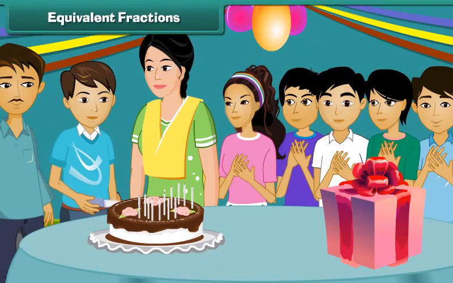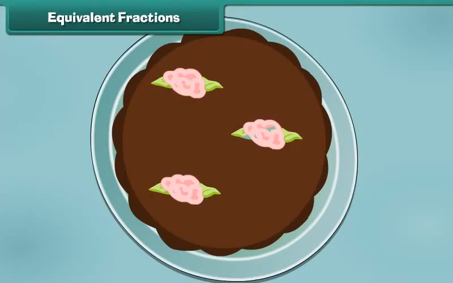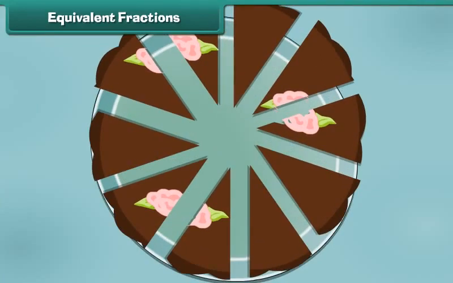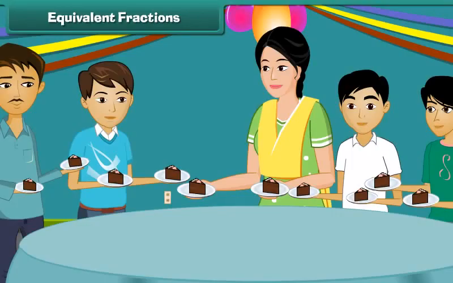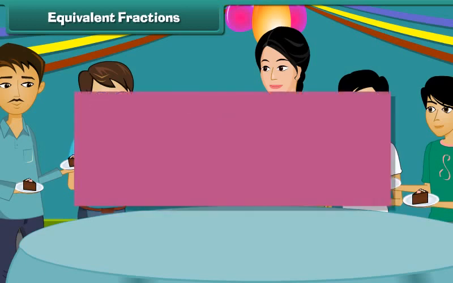Equivalent fractions. Let us take a second look at Rishabh's birthday cake. It is divided into 10 equal parts. Suppose none of Rishabh's friends is interested in the cake. Hence, Rishabh offers 2 pieces of the cake to each member of his family.